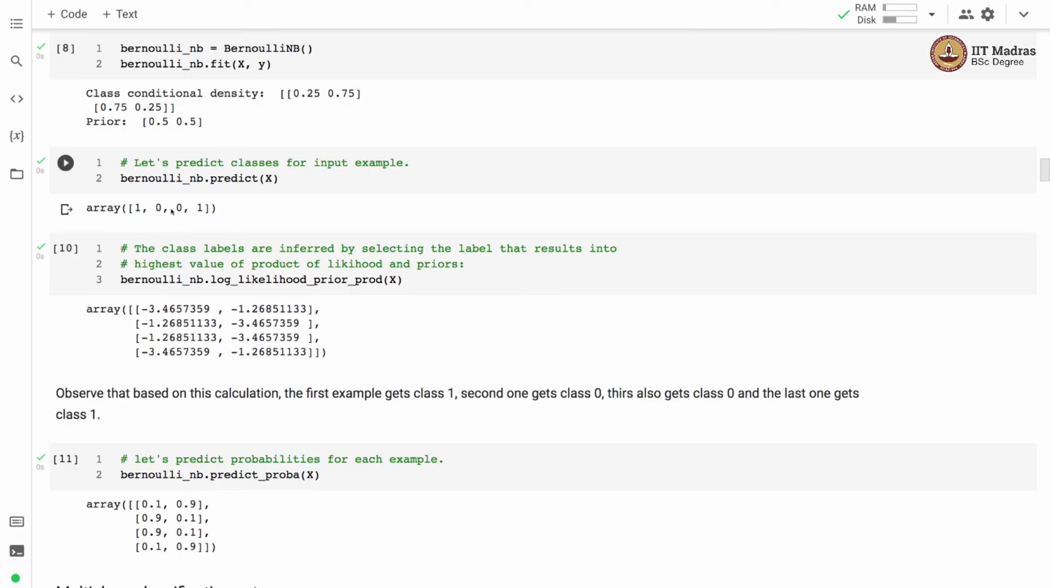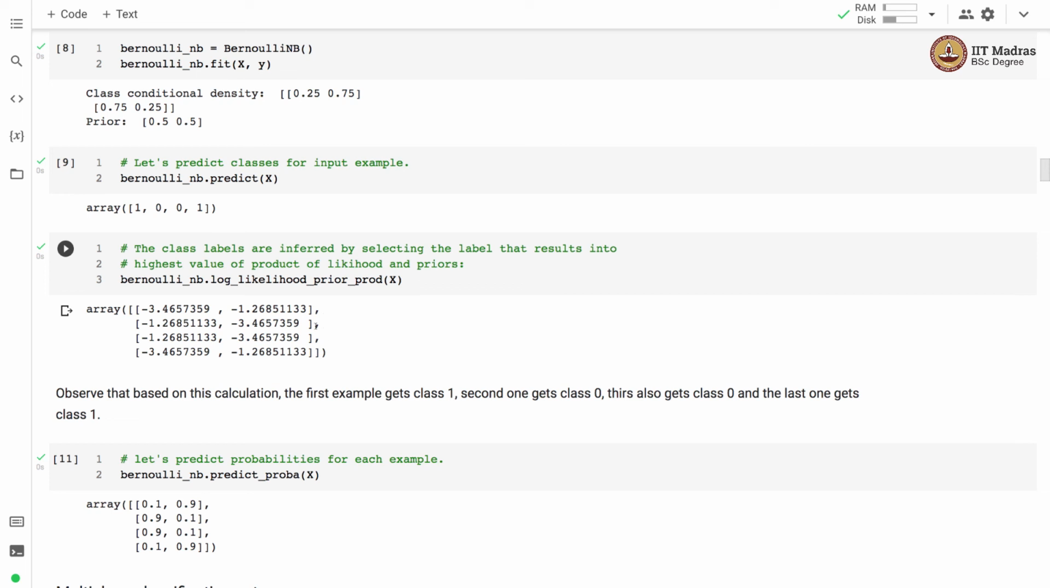One thing that I would like to note here is that the class labels are inferred by selecting the labels that result in the highest value of the product of likelihood and prior. And here we have printed the product of likelihood and prior in the log space. You can see that for the first example, we get the higher value of the product for class label 1, and hence we assign the class label 1 to the first example.